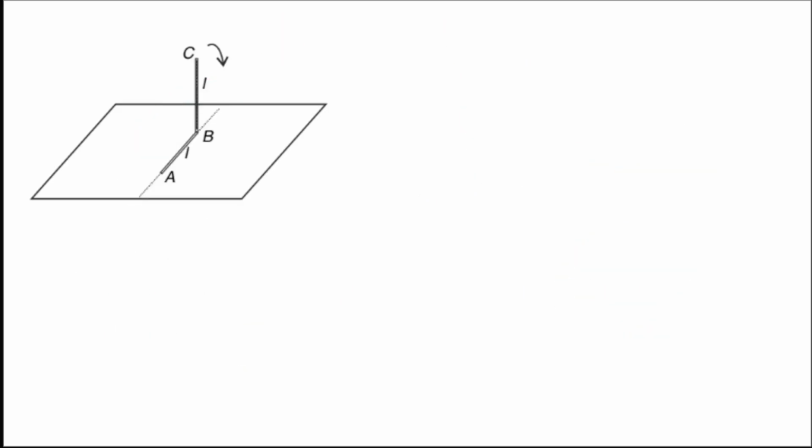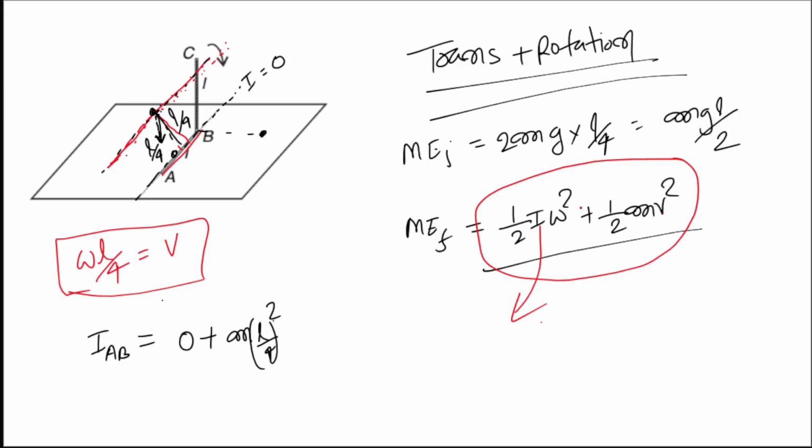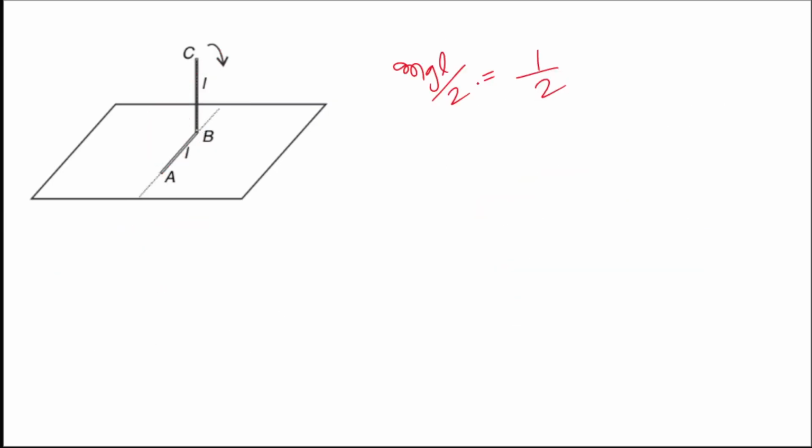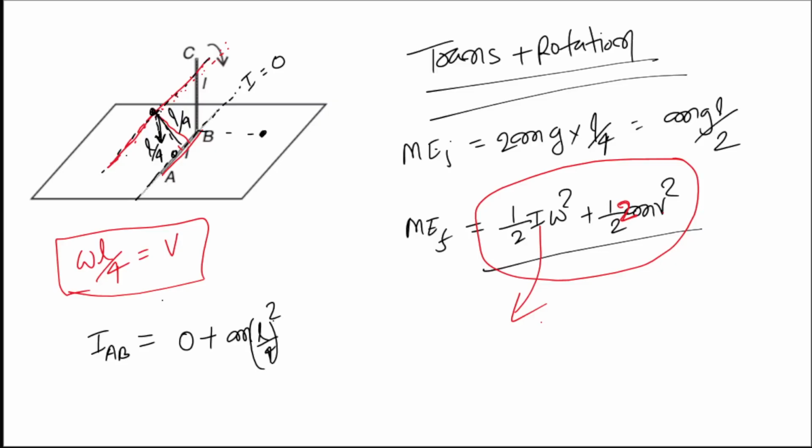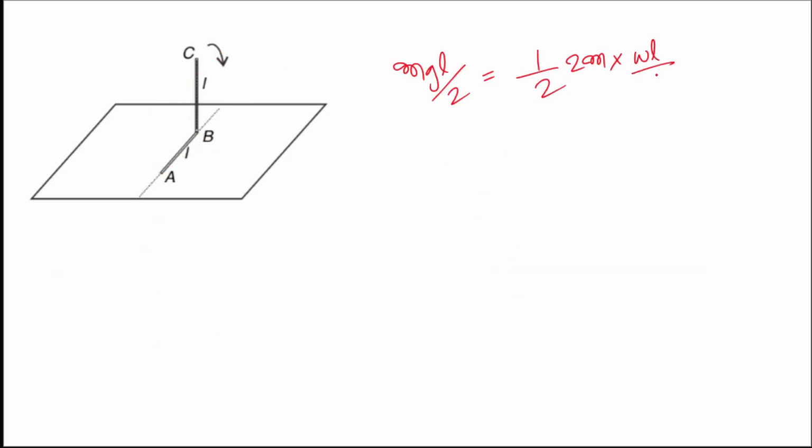Now let us put the values. So values अगर आप put करोगे, mg l by 2 is equal to half m v square. देखो यहाँ पे मैंने एक्सप्रेशन गलत लिखा है. Half m v square नहीं, it is 2m, because we are talking about kinetic energy of the whole system. So half 2m into v square, omega चलो निकालते हैं. So v का रिलेशन क्या है, omega L by 4. So you will be writing here omega L by 4 का square plus half I omega square. I क्या है तुम्हारा, 5/24 m L square and then omega का square.